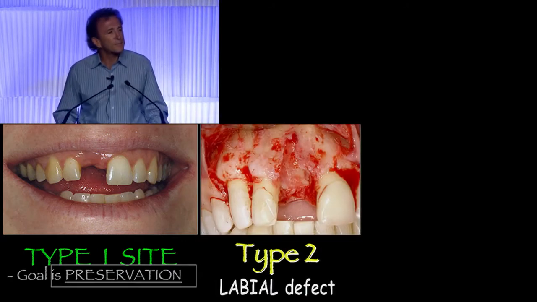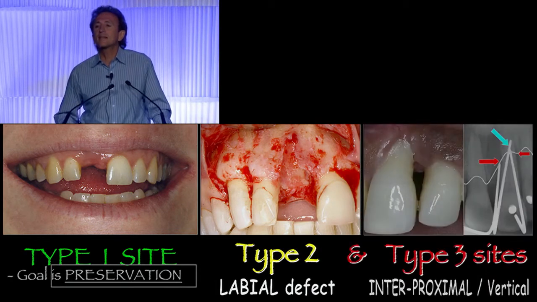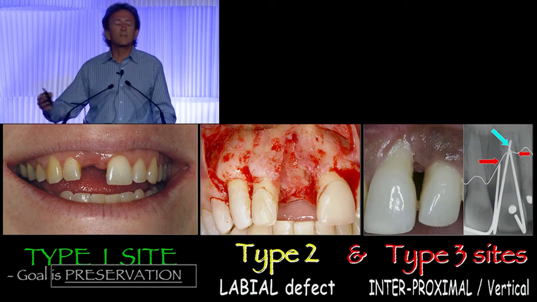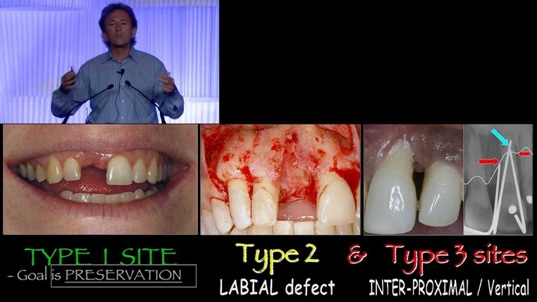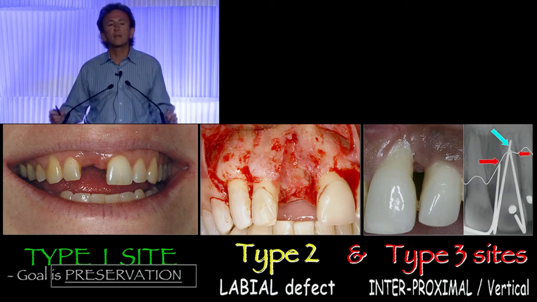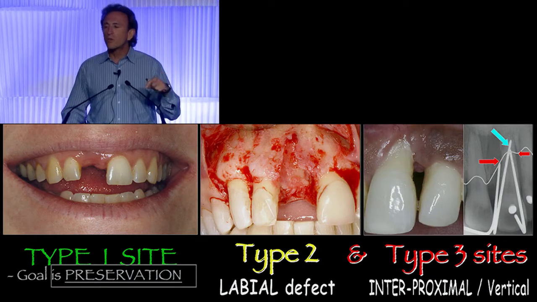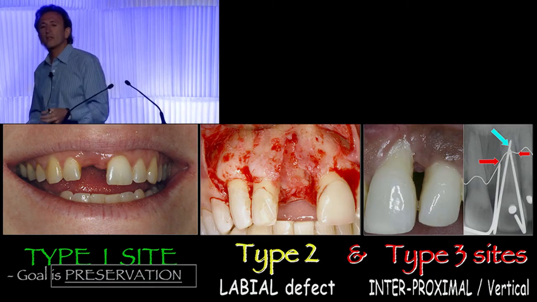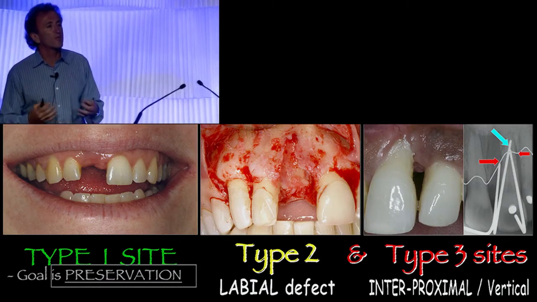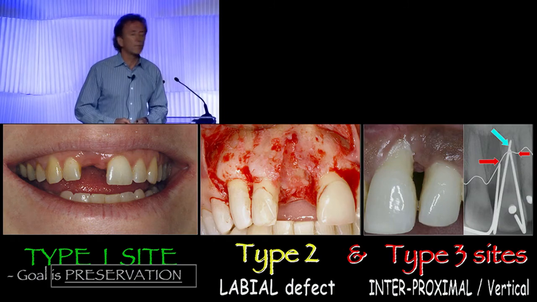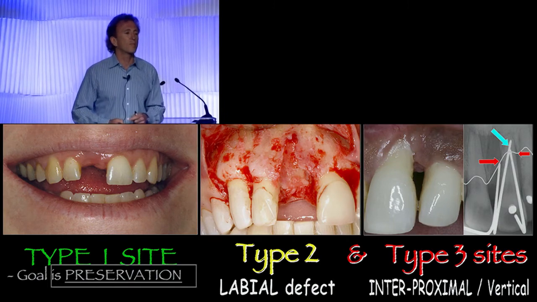When we have labial defects, bone or soft tissue, that's called a type 2 site. And type 3 sites are ones that have interproximal defects. So when I talk to David, when I talk to Maurice or Ronald, and we say type 2 or type 3, everybody on the team understands that. And the goal of everything that we do is that we want, as restorative dentists, to work in type 1 sites. That's where we get the best results with our restorative dentistry, and that's where the laboratory can also give us the best work that they can do.